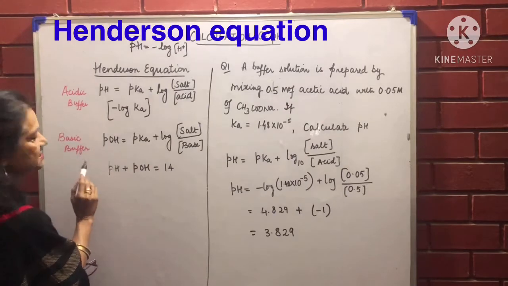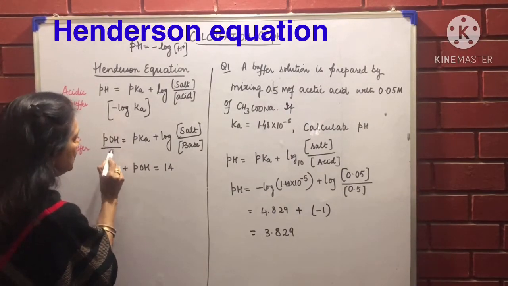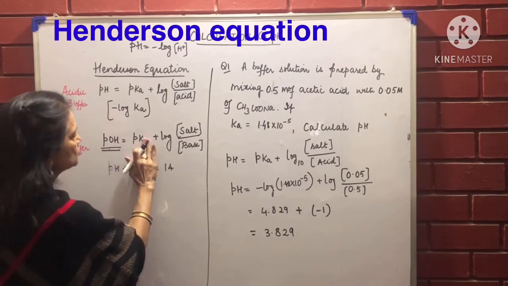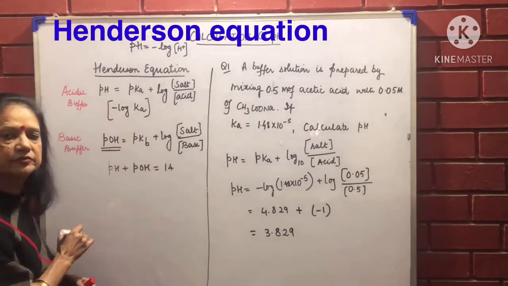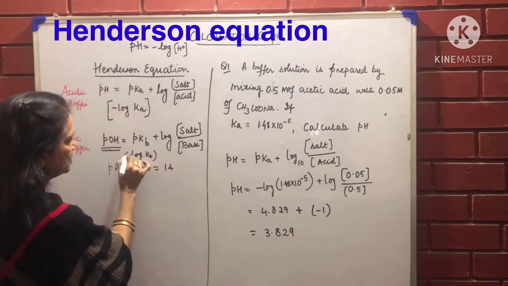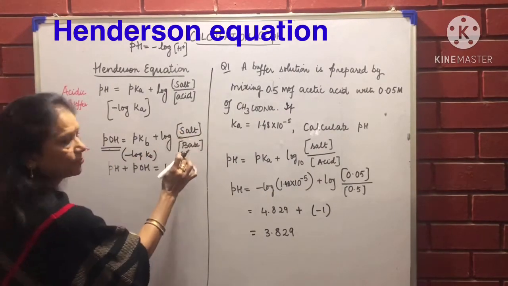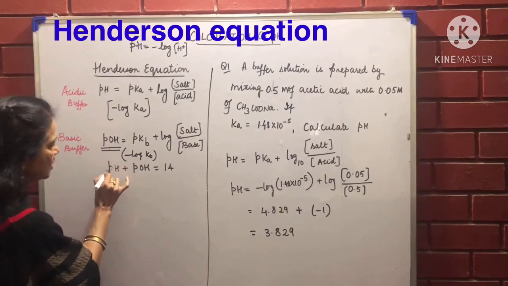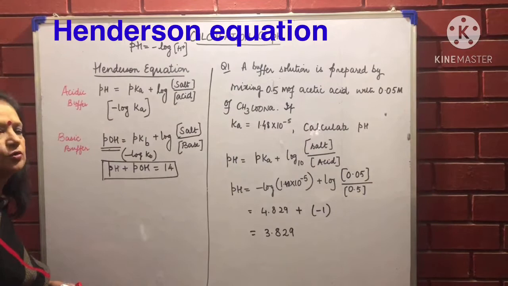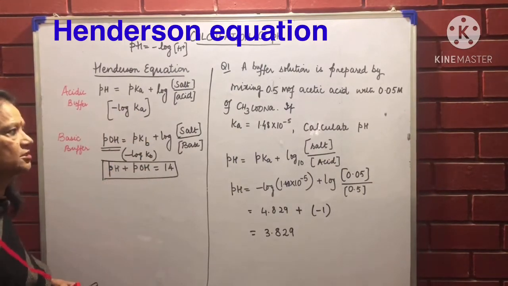Similarly, for a basic buffer, we will have pOH. It is not directly pH. So pOH is equal to pKb, which will be given. Again, minus log of Kb will be here, plus log salt upon base. Then you will convert it into pH by pH plus pOH is equal to 14. So we will be using these three formulas.